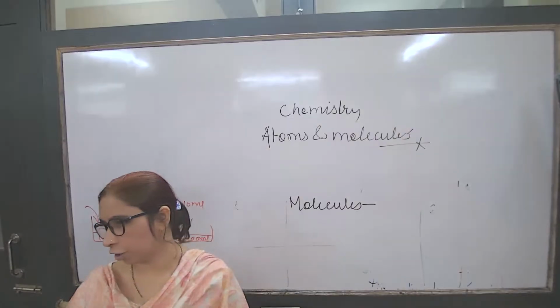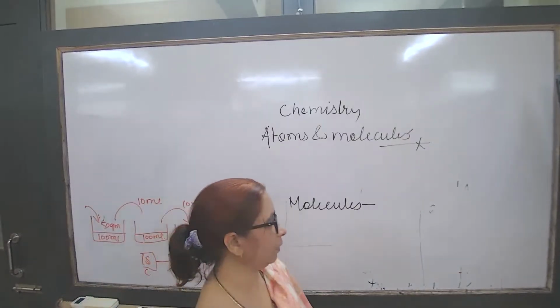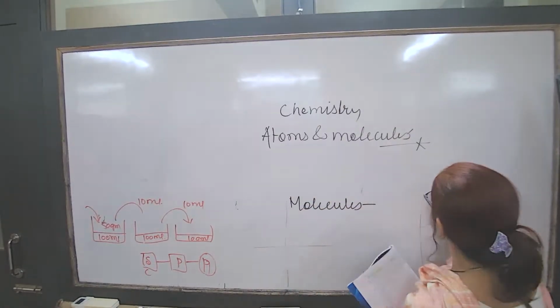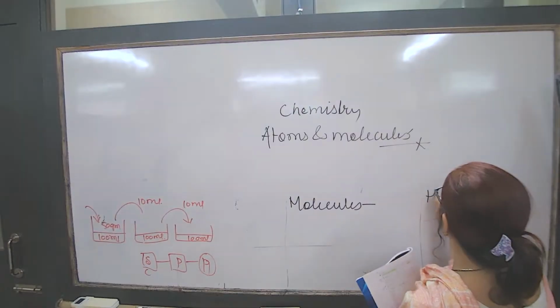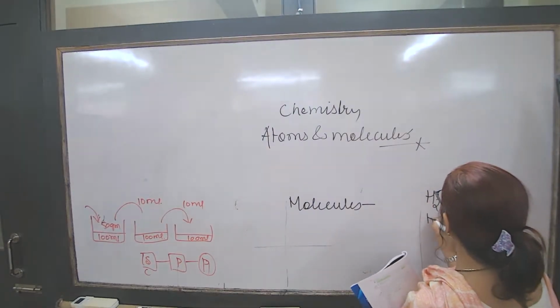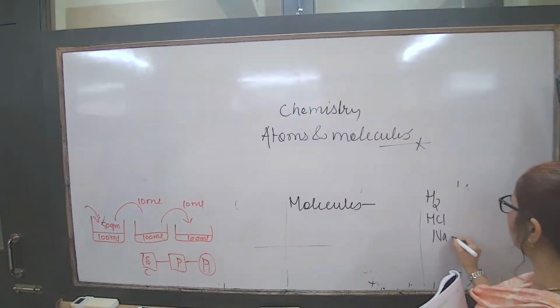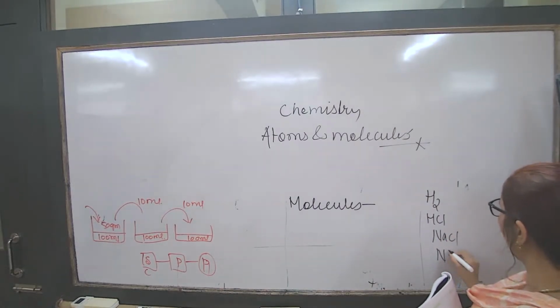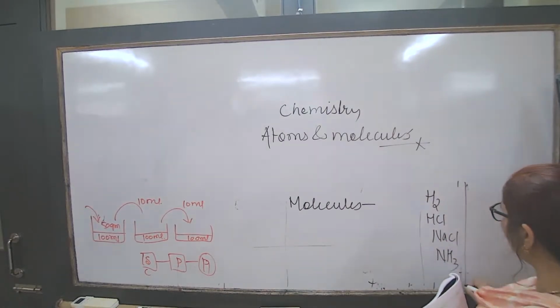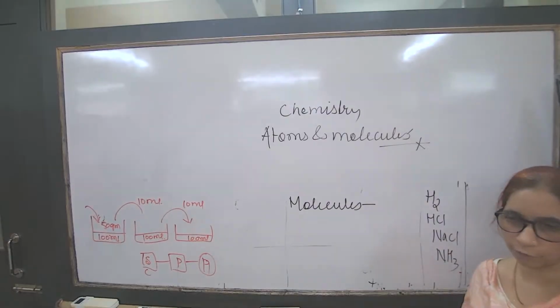So what is a molecule? Simple example I will give you of two different types of molecule. One is H2, another is HCl. If you want, take more: NaCl or NH3. These are the examples of molecules.